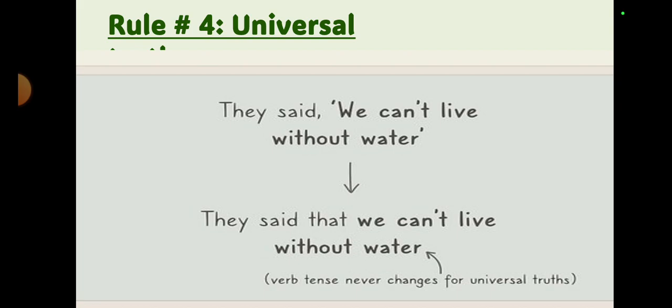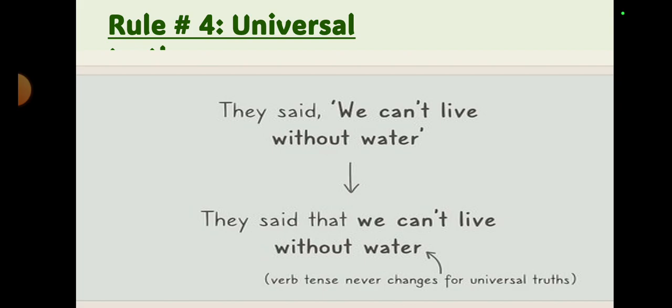Today's last and fourth rule is the universal truth, dear viewers. If the speech written inside the commas has any sort of reality or universal truth, these are the easiest to handle. Why? Because universal truths do not need to be changed. For example, the statement is written this way: They said, "We can't live without water." Its solution will look like this: They said that we can't live without water. So there is no need of changing the tense at all. Just remove the commas and write the conjunction that in between.